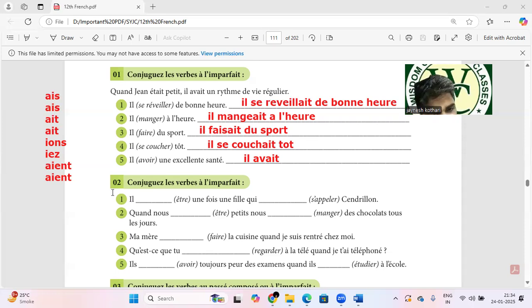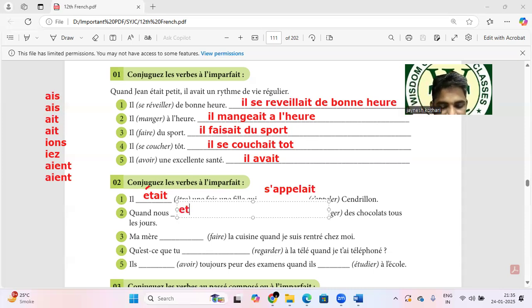Again, students, conjugate the verb in imperfect. Être is a complete exception which you have to learn. Être, the stem is E-T and then you put the endings, okay? Il était une fois, once upon a time, a girl who was called Cinderella. Once upon a time, there was a girl whose name was Cinderella.